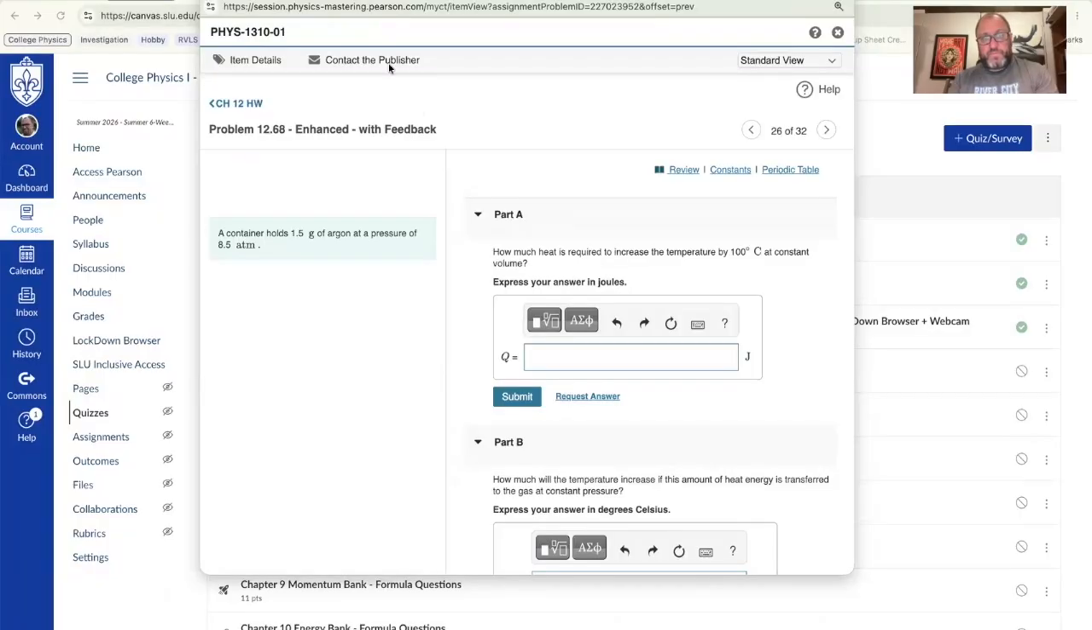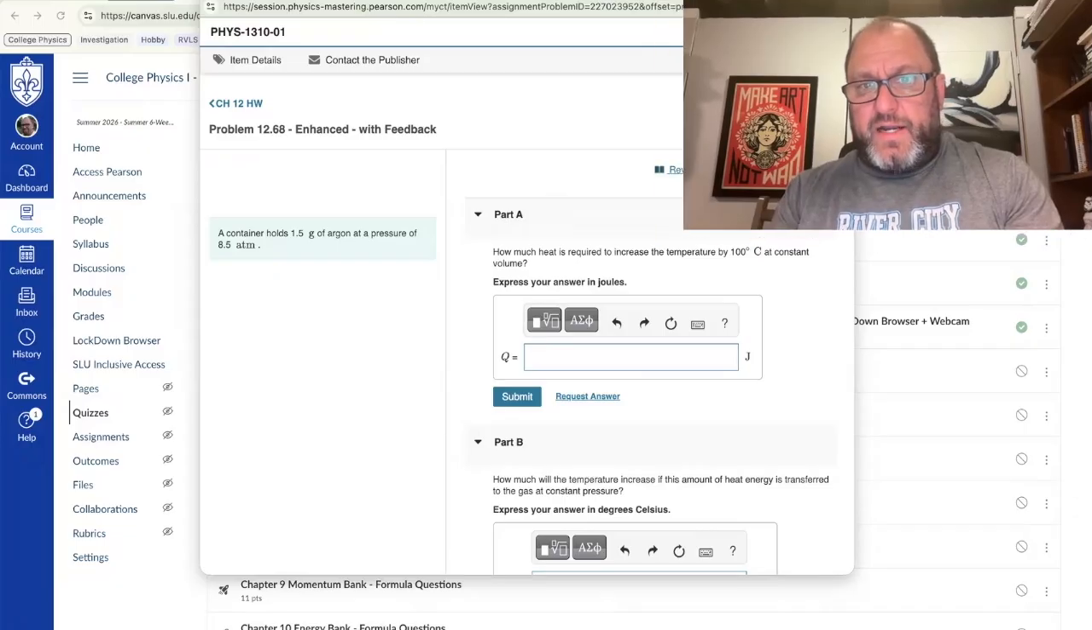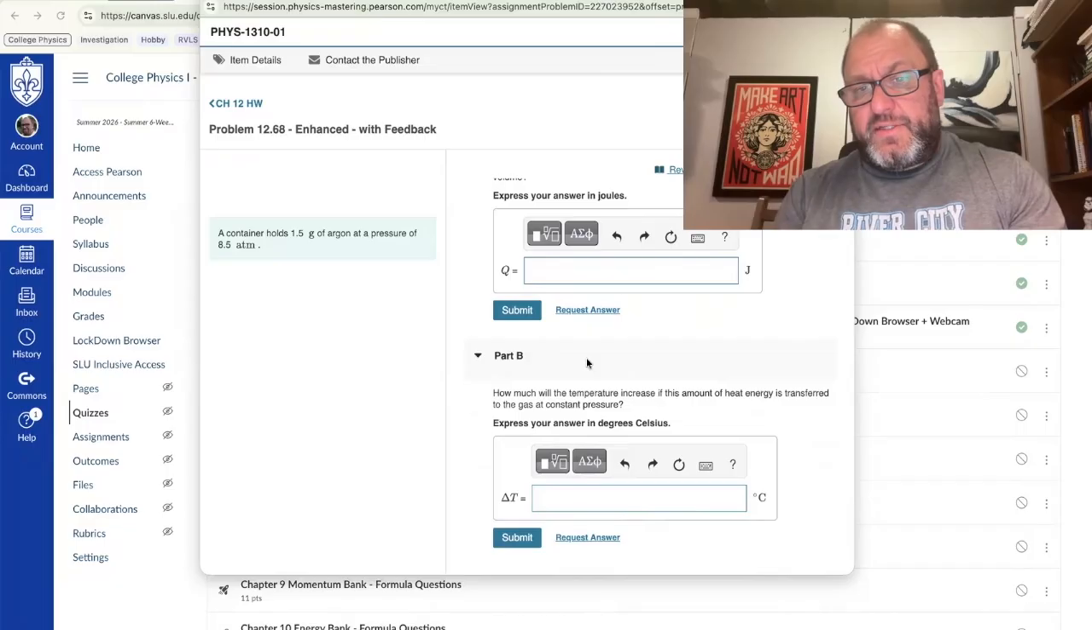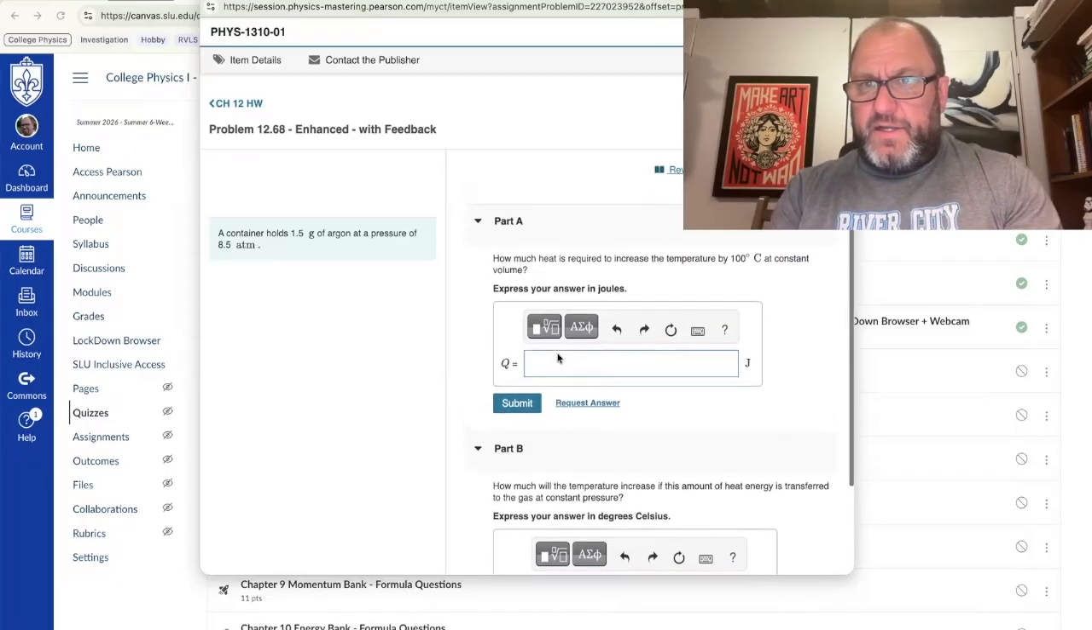Okay, so the problem says a container holds 1.5 grams of argon at a pressure of 8.5 atmospheres. How much heat is required to increase the temperature by 100 degrees Celsius at constant volume? Then part B: how much will the temperature increase if this amount of heat energy is transferred to the gas at a constant pressure? Okay, so let's talk about each of these.